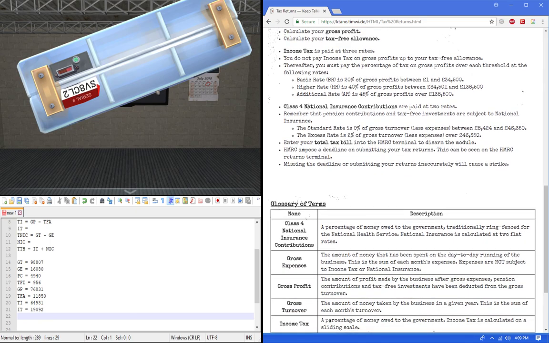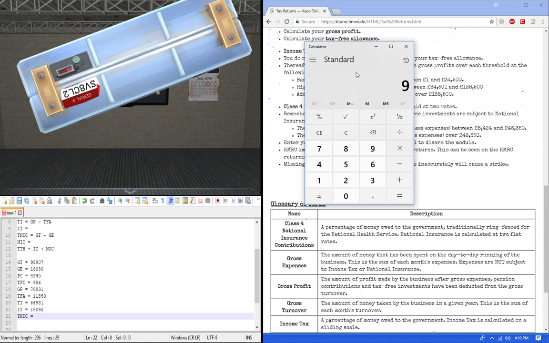Next part is getting our NIC, or National Insurance Contributions. First, what I like to do is get our taxable NIC, TNIC. This is going to equal our gross turnover minus our gross expenses. So we're going to take our 98,807 minus our 16,080. We get 82,727.